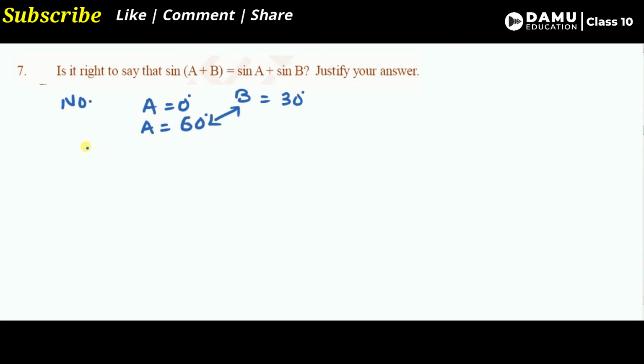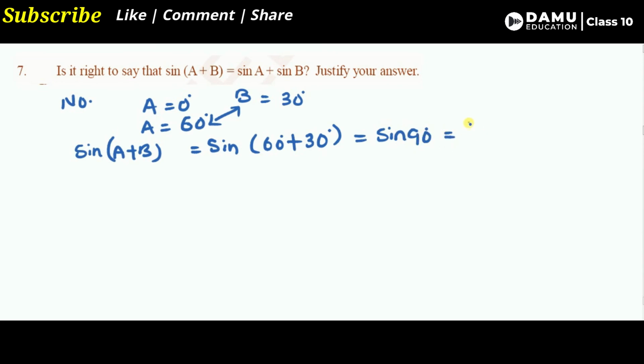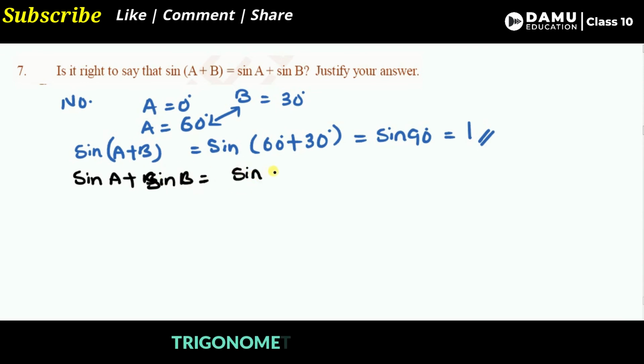What is the LHS? Sine of A plus B. Sine of A plus B means sine of 60 degrees plus 30 degrees. Then this is sine 90 degrees. Sine 90 degrees we will get as 1. Then what is the other one? Let's take sine A plus sine B. Sine A is sine 60 degrees plus sine B is sine 30 degrees.